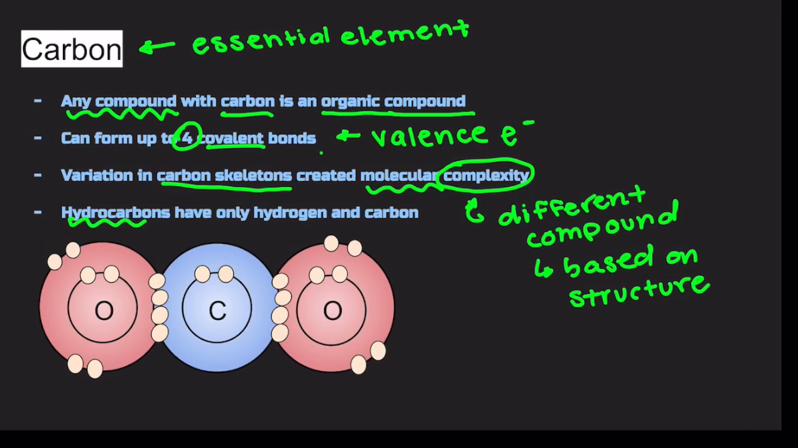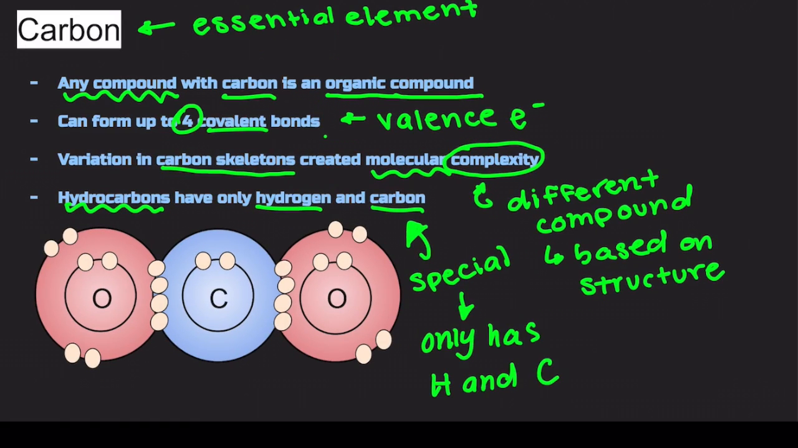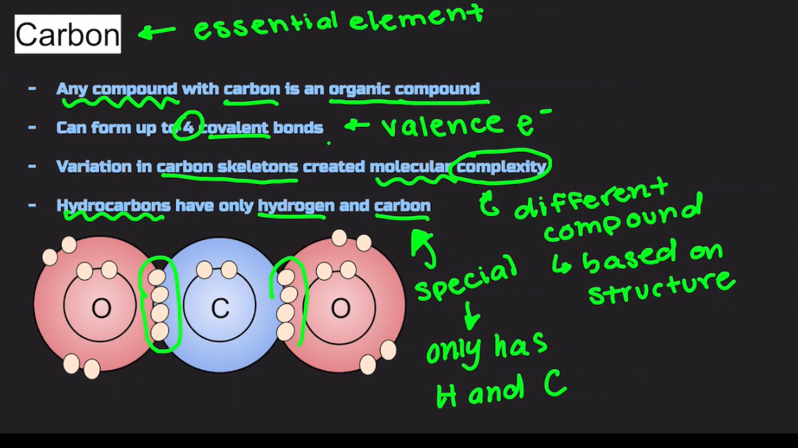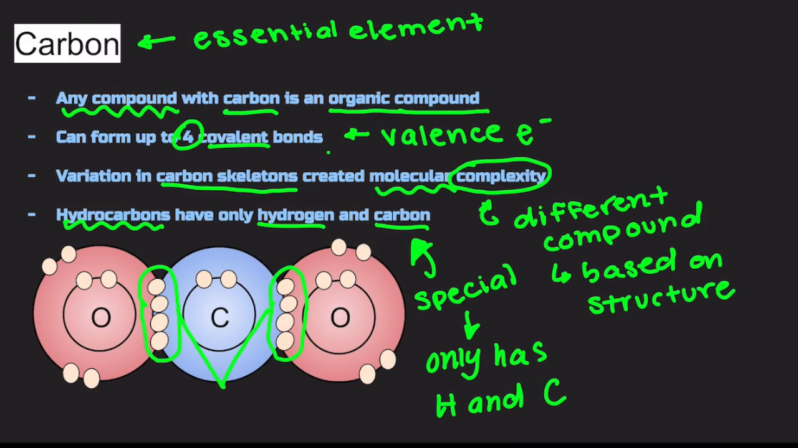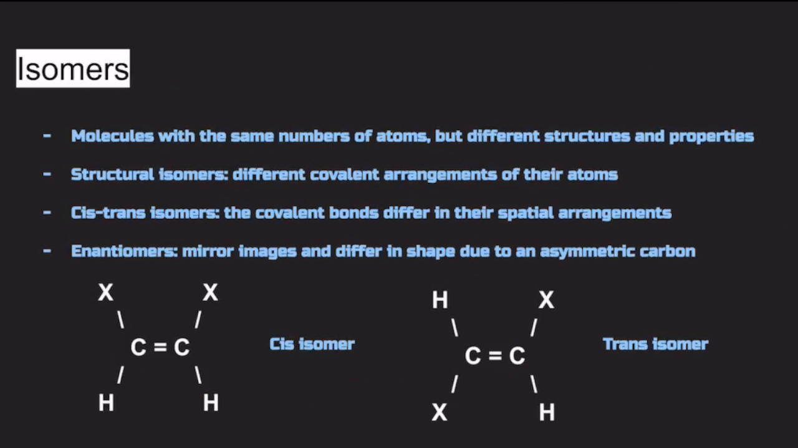So moving on to hydrocarbons, they only have hydrogen and carbon, and they are special because of that. These are very prominent and found almost everywhere in life. In this diagram over here, you can see that carbon is sharing its 4 valence electrons with the 2 oxygens to create double bonds. The last topic we will be discussing for this video is isomers.